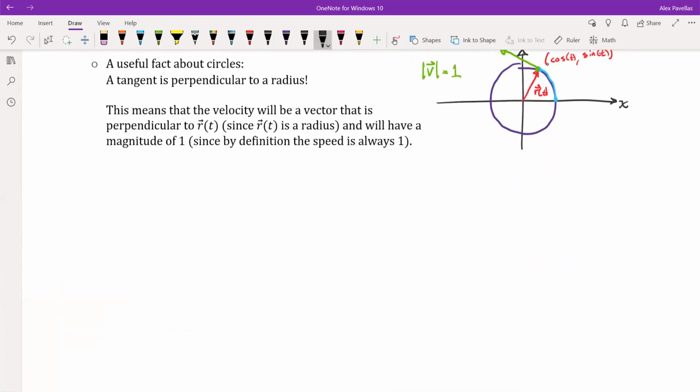So things we know: position is r of t equals cosine t comma sine t.